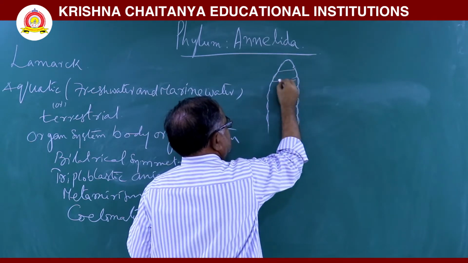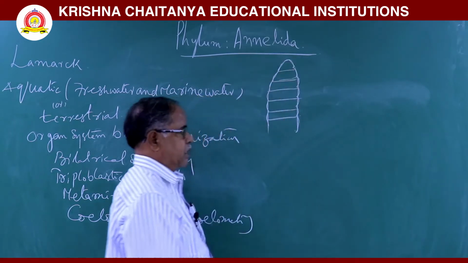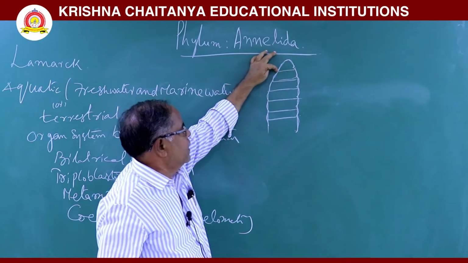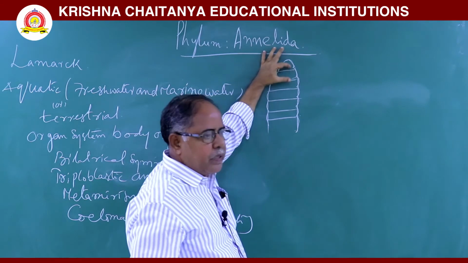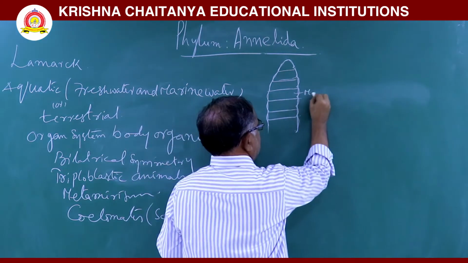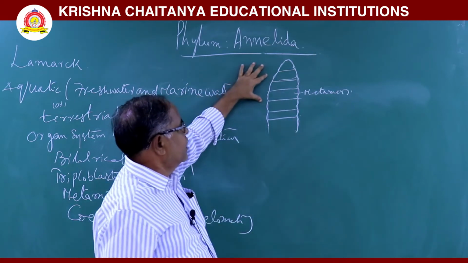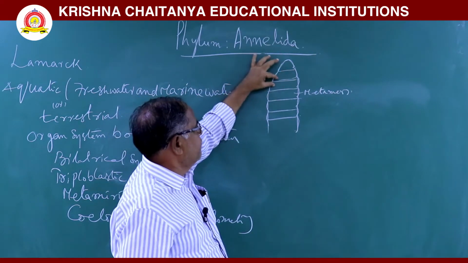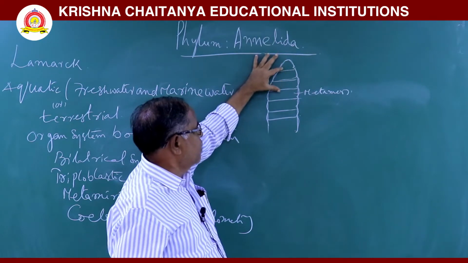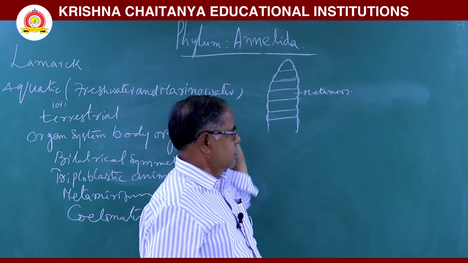Next, the body and coelom are divided by transverse septa into metameres, which are segments. So the body consists of many metameres or segments.